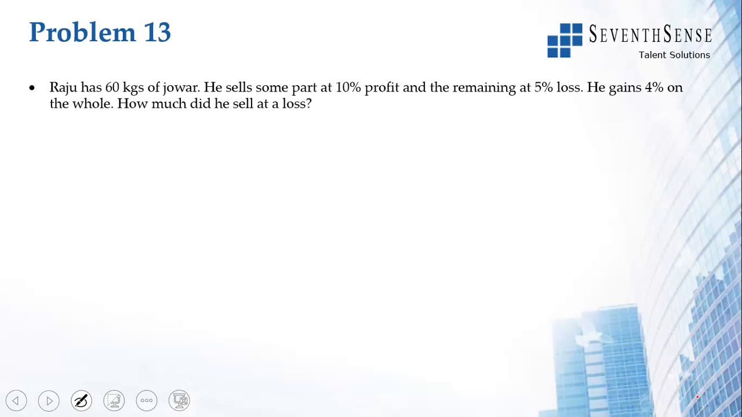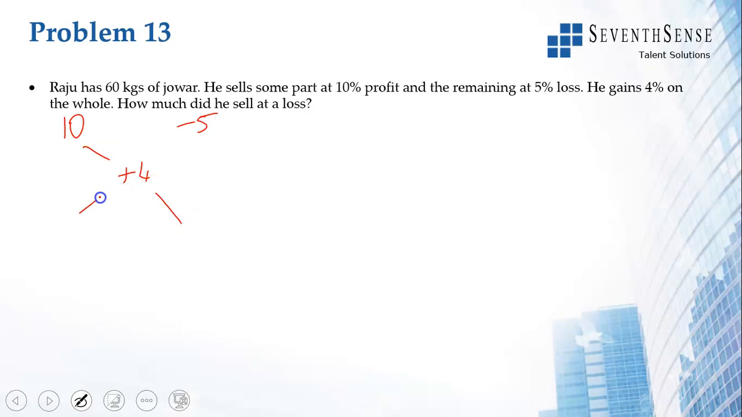13. Raju has 60 kgs of jowar. He sells some part at 10% profit and the remaining at 5% loss. If you have to do mixture allocation, whenever there is a profit, you write that as plus. Whenever there is a loss, you write that as minus. Okay. So there is the part which is sold at profit, which is 10. There is a part that is sold at a loss, which is minus 5. The resultant is the profit, so you write plus 4.